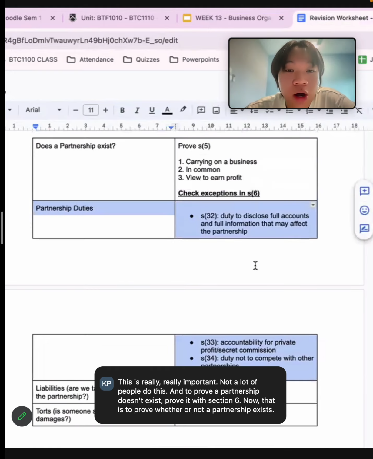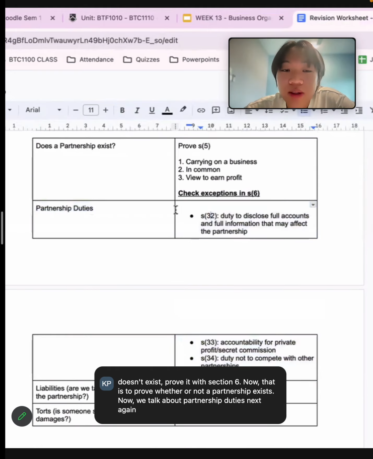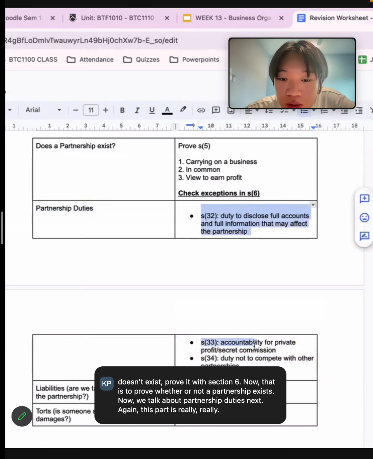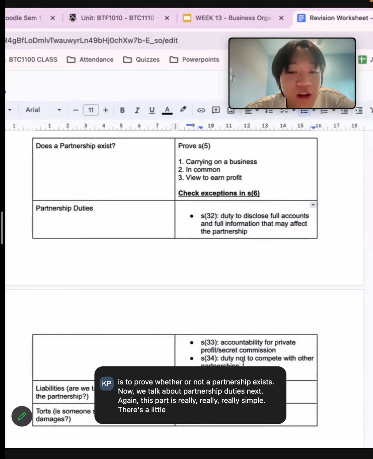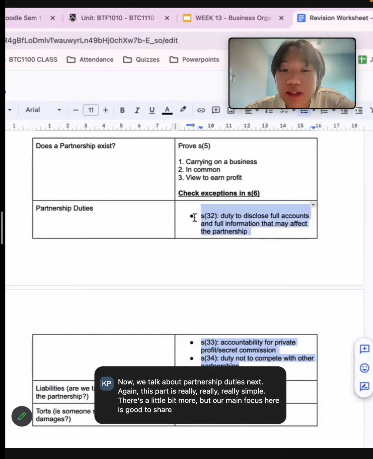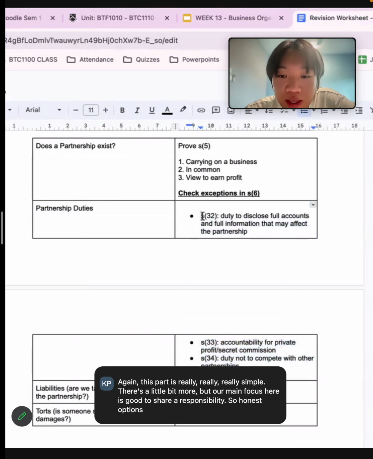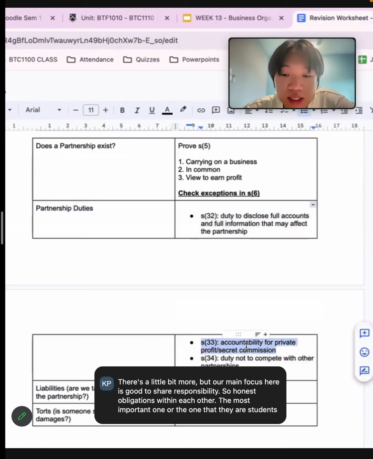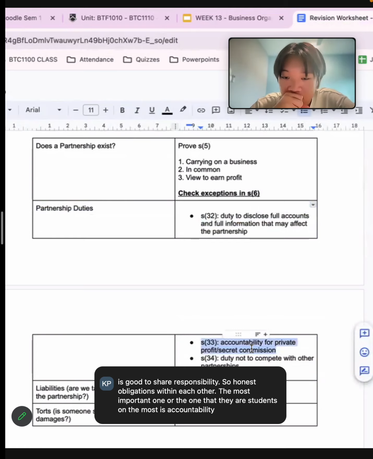Now, we talk about partnership duties next. Again, this part is really, really simple. There's a little bit more, but our main focus here is fiduciary responsibilities, so honest obligations within each other. The most important one, or the one that they ask students on the most, is accountability for private profits.